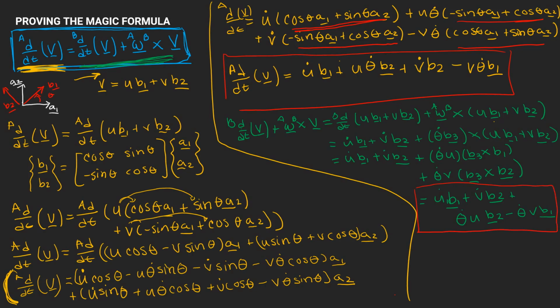And if you'll notice, this here, in this box here, is the same thing we got when we calculated the other side of the equation, right? So first we looked at, okay, what happens if we calculate d/dt of v in frame A, and we went through that first process, and that gave us this here. Then we said, all right, what if we calculate the right-hand side, and we got this. The fact that they both match just demonstrates that the magic formula does in fact hold true.